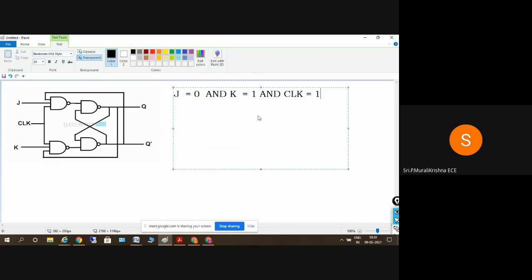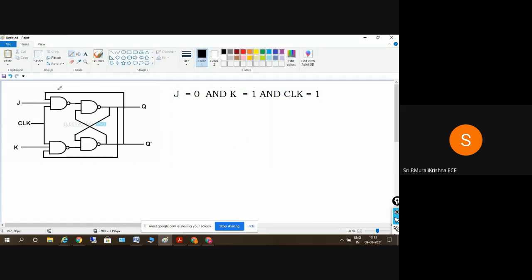So what happens when clock is equal to 1? When J is equal to 0 and K is equal to 1; this is 1, this is 2, this is 3, and this is 4 here. So J is equal to 0, clock is 1, and K is equal to 1 here. When one of the inputs of an AND gate is 0, we'll get a 1. Yes or no? Yes, sir. So when both the inputs are 1, what do we get here? 0.